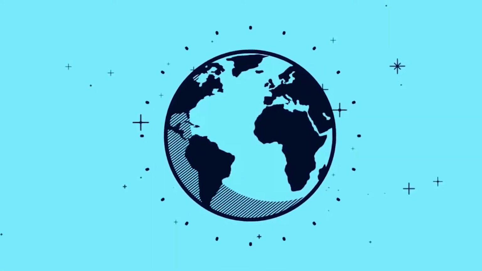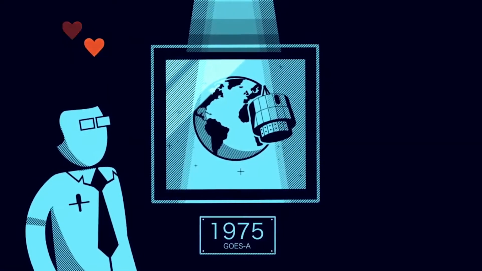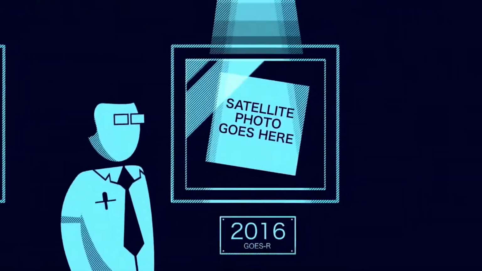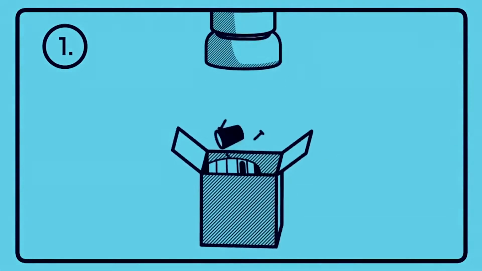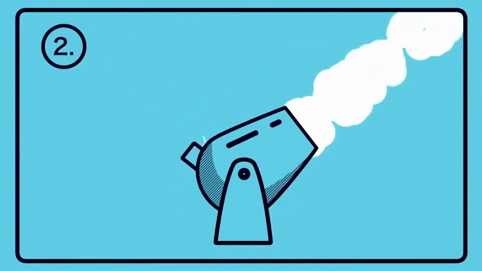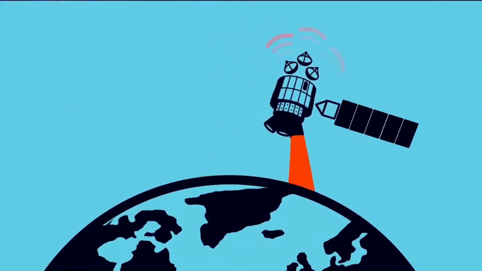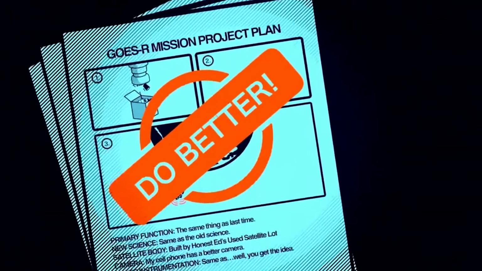Say you've been observing Earth's weather using GOES satellites for the past 40 years, and suddenly you realize you need to launch another satellite to keep doing it because it's really important. Naturally, you might think to yourself, great, let's just box up parts from the previous satellites, launch them into space, and let them do their thing. Unfortunately, that's just not how it works.